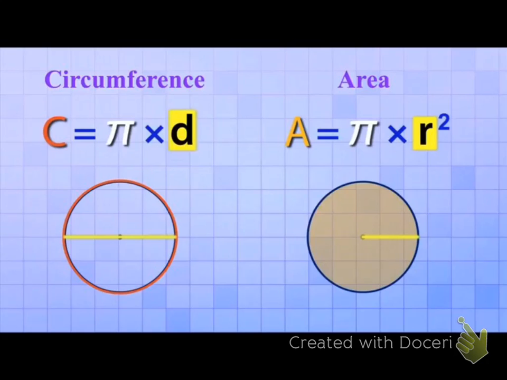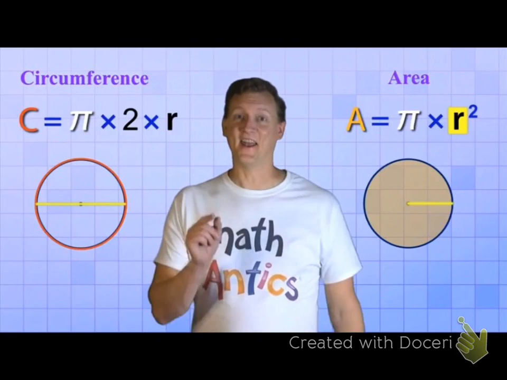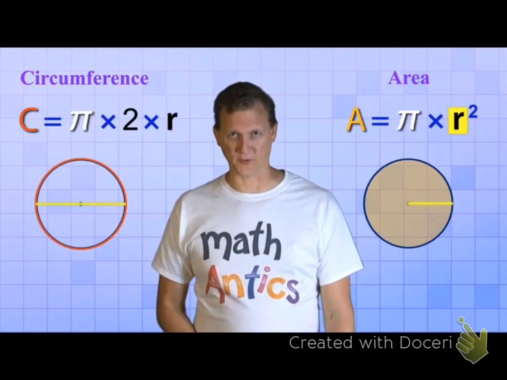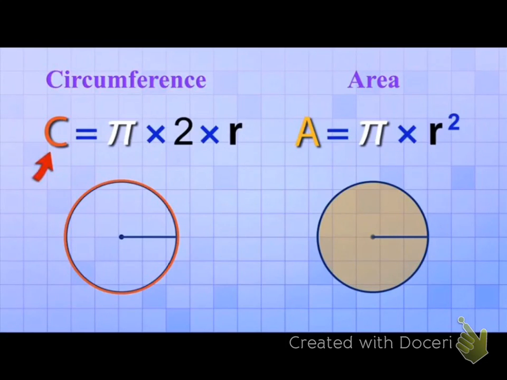But do you remember the relationship between the radius and the diameter? Diameter is just 2 times the radius. So we could rewrite our formula for circumference like this: circumference equals pi times 2 times r. Ha! Now you see why it's so easy to get confused. To find the circumference, you take the radius and double it. Then you multiply by pi to get the final answer. But for area, you don't double the radius, you square it. And that's a very important difference.